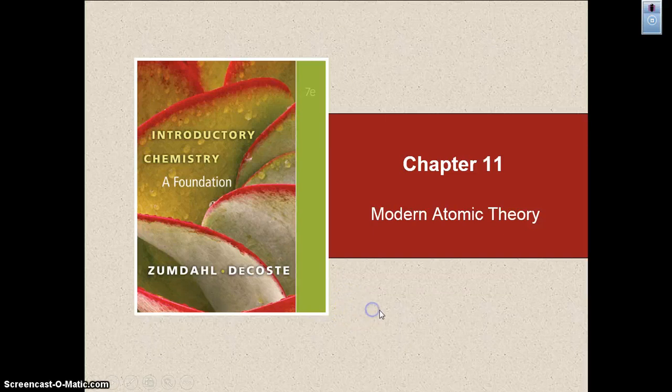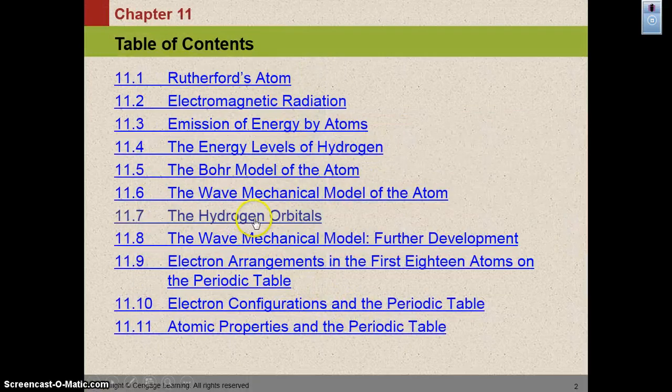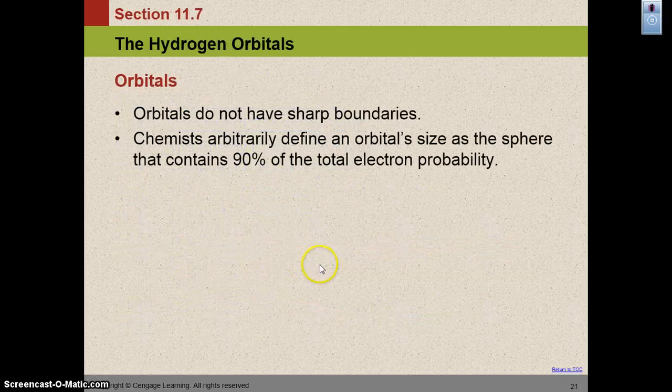Chapter 11, Modern Atomic Theory. We're going to start with the hydrogen orbitals in 11.7 and talk about a wave mechanical model in 11.8 before discussing the electron arrangement. So let's start with the hydrogen orbitals.